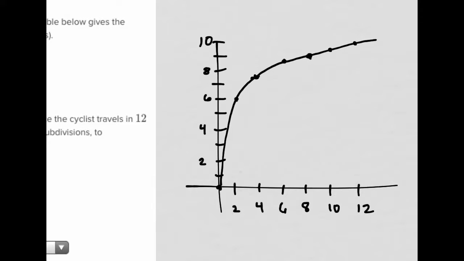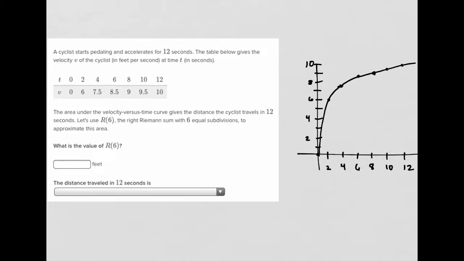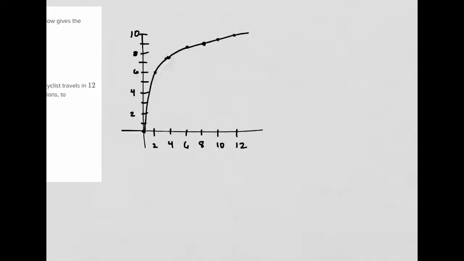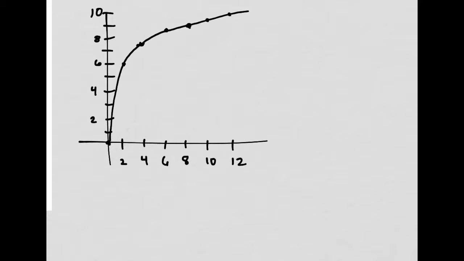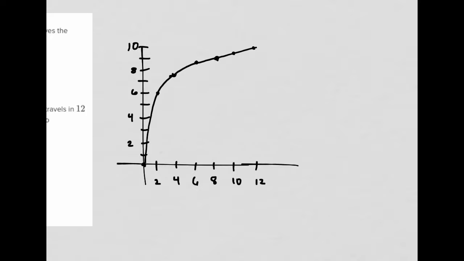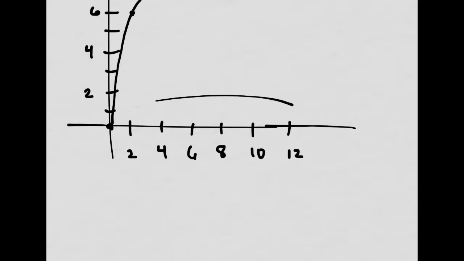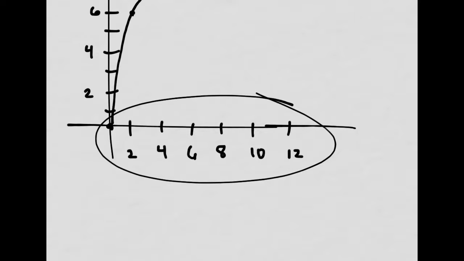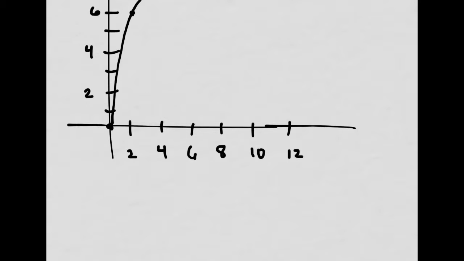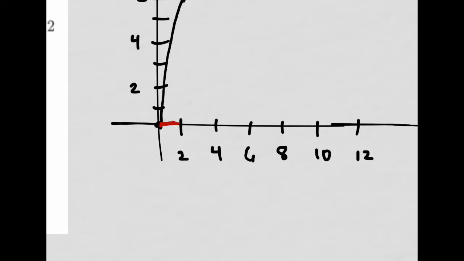So that's what the graph kind of looks like, and it says 6 subdivisions. I should erase this part, because it only goes up to 12. That's not really lined up, but it's supposed to be. Whatever, close enough. So 6 subdivisions. I count up all the way to 12, and I have to make this into 6 equal subdivisions. That's pretty easy. Just take 12 divided by 6, and that's the length of each subdivision, or the base. So what's 12 divided by 6? 2. So that means each base of my rectangle is 2, right?